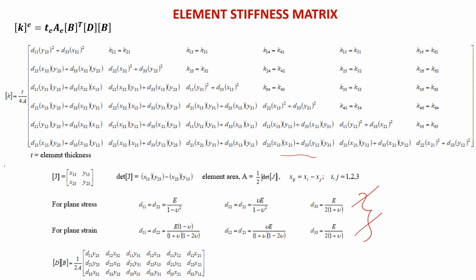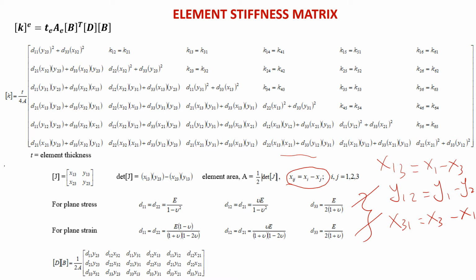equations. So the next thing that we have to know in order to use this matrix is to determine the value of x13, x12, and so on. So x13 means that x1 minus x3. y12 meaning that y1 minus y2. If let's say x31 meaning that x3 minus x1. So it must follow this equation. The bottom part here, dB, so this matrix normally is used for stress calculations that we're going to discuss later on.